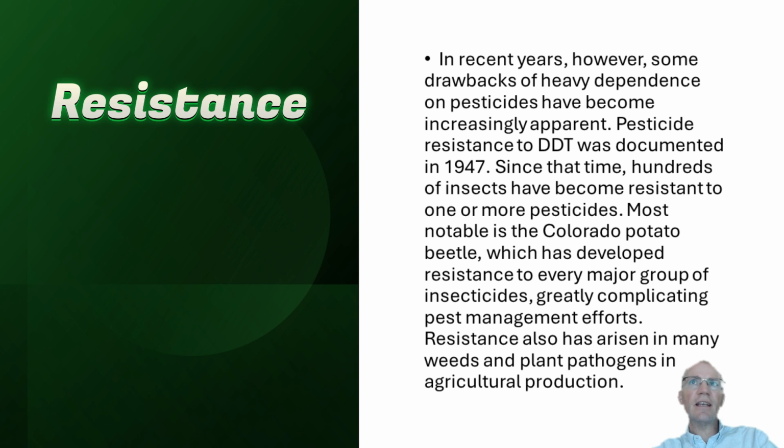Pesticide resistance to DDT was documented in 1947. Since that time, hundreds of insects have become resistant to one or more pesticides. Most notable is the Colorado potato beetle, which has developed resistance to every major group of insecticides, greatly complicating pest management efforts. Resistance also has arisen in many weeds and plant pathogens in agricultural production.